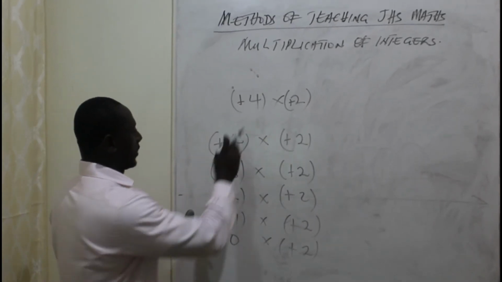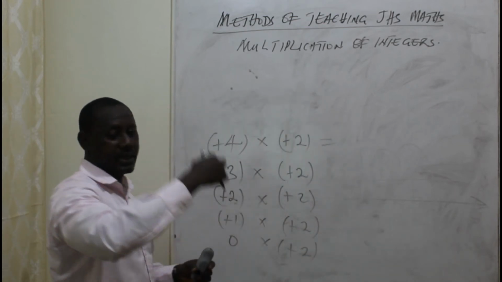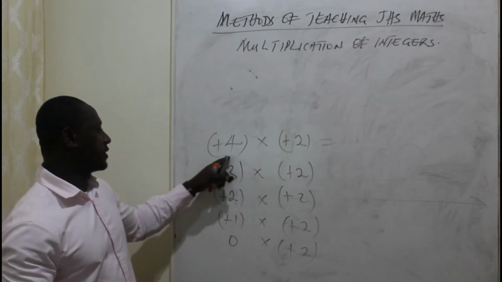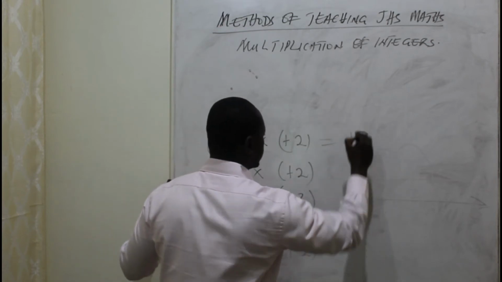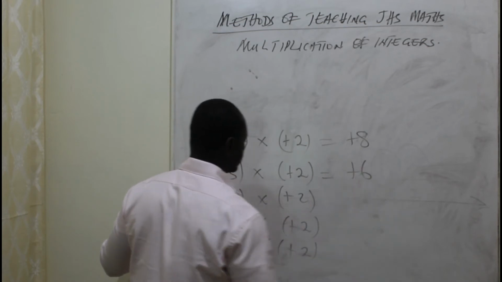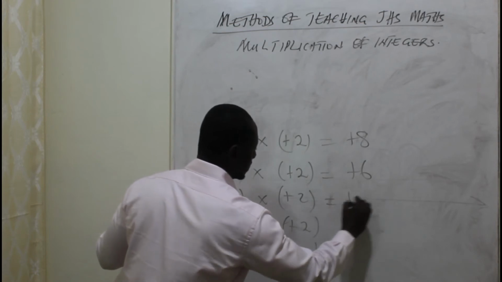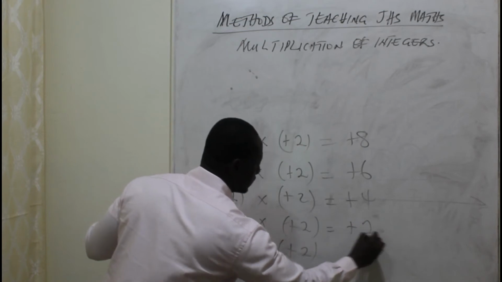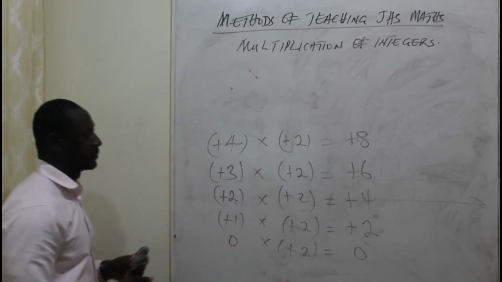Let's look at what we are going to get. For the first one, because you have taken them through this number line approach, they will be able to tell you this particular answer. And this one is going to give you positive 8. Then we come to this one, it's giving you positive 6. This is going to give you positive 4. This gives you positive 2. And this one is going to give you 0.